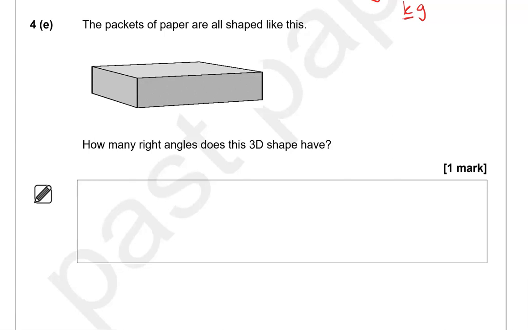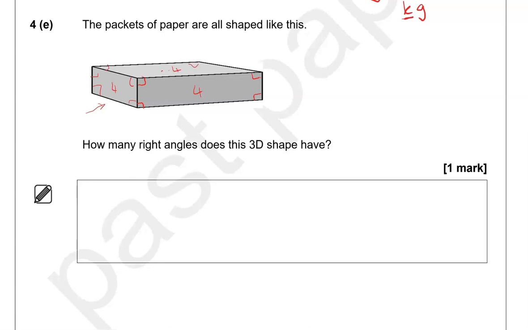The packets of paper are all shaped like this. How many right angles does this 3D shape have? So, as this is a cuboid, all of the angles will be right angles. And looking at this face, we've got 1, 2, 3, 4 right angles. Again, if you look in this direction, there will be 1, 2, 3, 4 of them. If you look from the top, again, there will be 1, 2, 3, 4 of them.